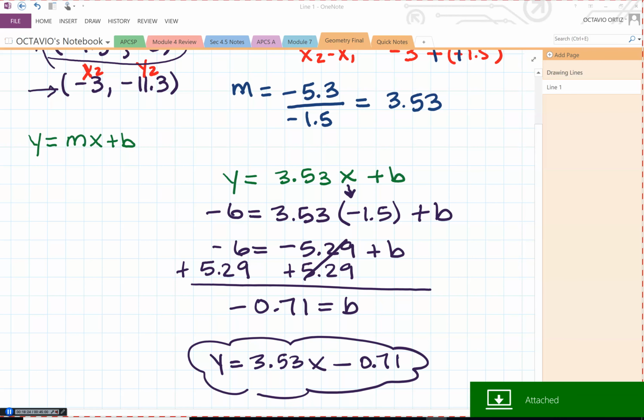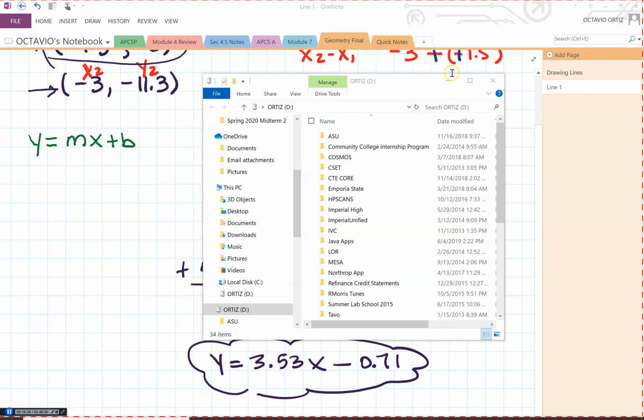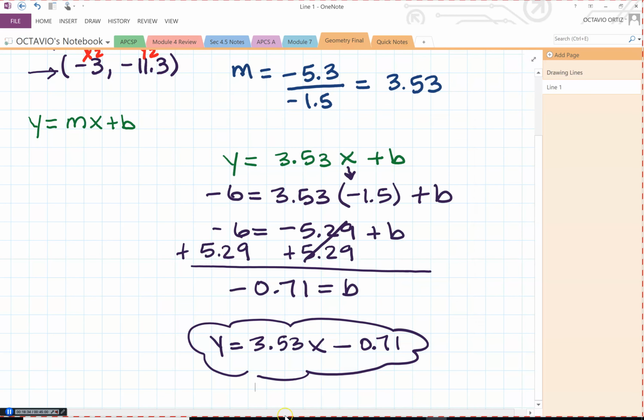And hope that it goes through the 2 points. So I have this equation. I'm going to click here on Desmos. Excuse the laptop here while it's loading up.